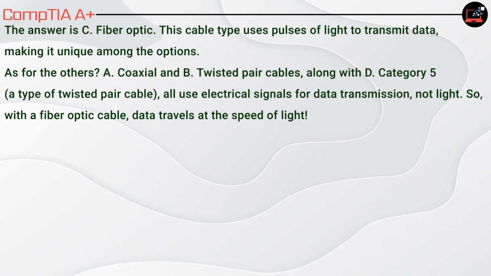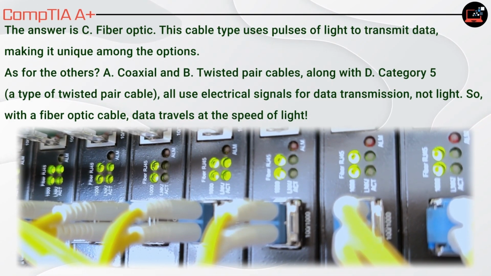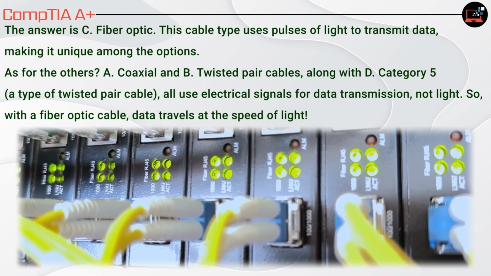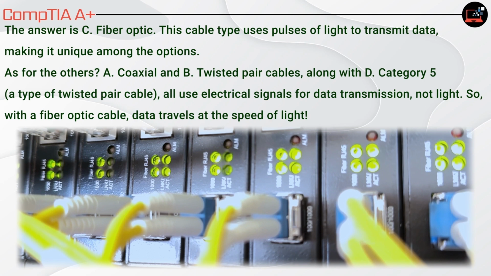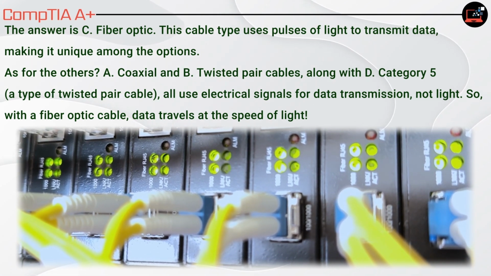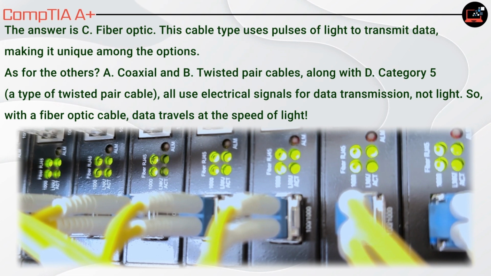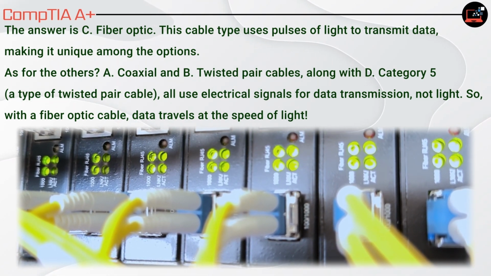The answer shines bright. C. Fiber optic. This cable type uses light pulses to transmit data, making it unique among the options. As for the others, A. Coaxial and B. Twisted pair cables, along with D. Category 5, a type of twisted pair cable, all use electrical signals for data transmission, not light. So, with a fiber optic cable, data travels at the speed of light.